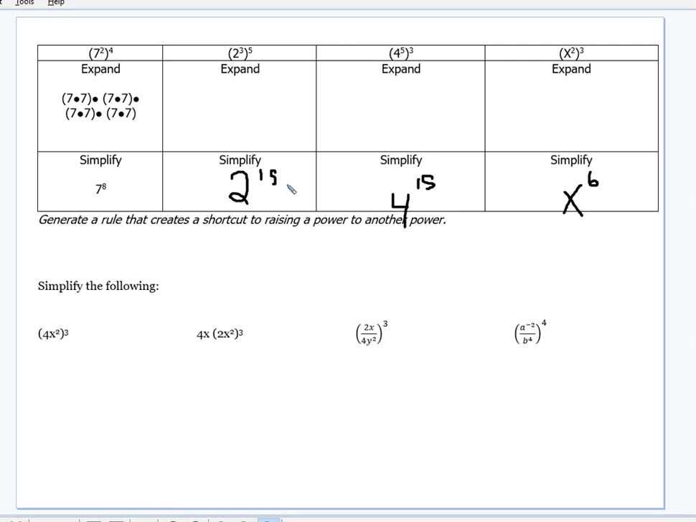So looking at the answers here, hopefully you see that the rule when you're raising a power to another power is that you multiply your exponents together.